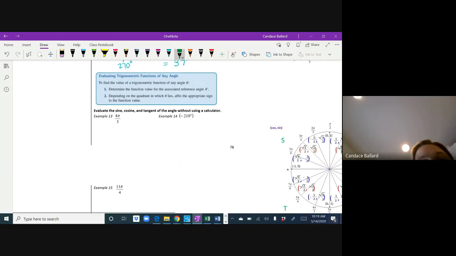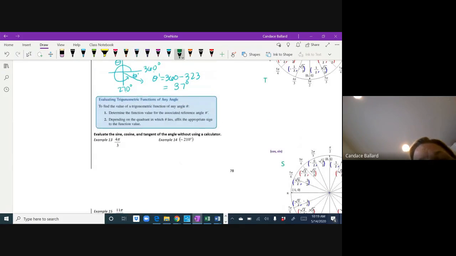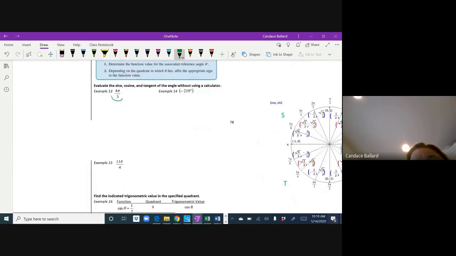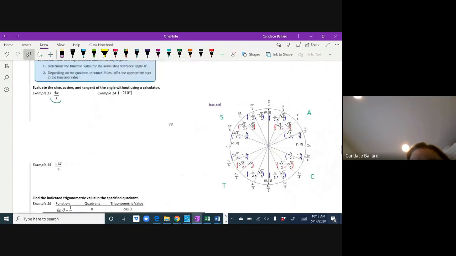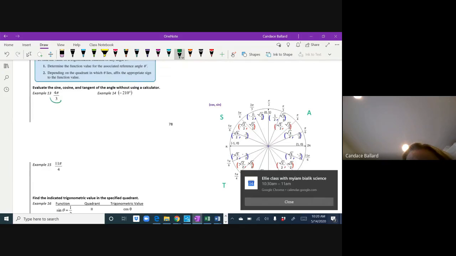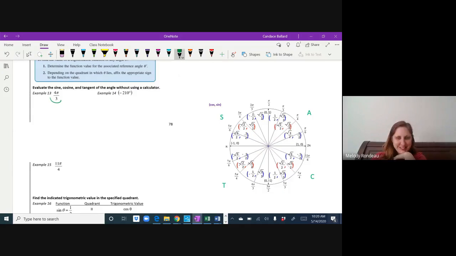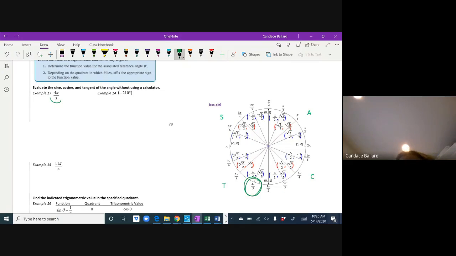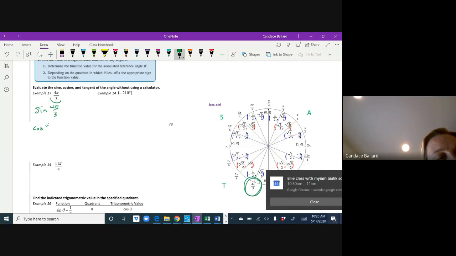Okay, so I'm starting with 4 pi over 3. First of all, I'm going to see if that's on my unit circle over here. And so I'm looking. Oh, yay. There's 4 pi over 3, which means I don't have to do any weird calculating. So I just have to find the sine, the cosine, and the tangent. So sine of 4 pi over 3, cosine of 4 pi over 3.